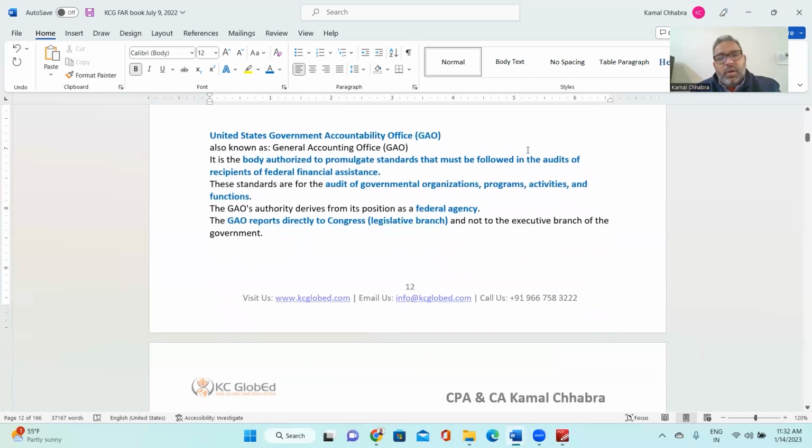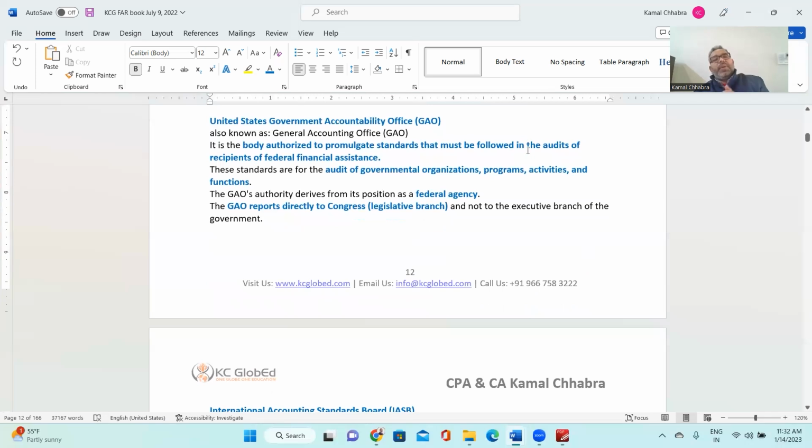So, the United States Government Accountability Office, also known as GAO, right? It is a body authorized to promulgate the standards that must be followed in the audit of recipients of federal financial assistance. So GAO actually issues the auditing standards for government bodies. And what are these bodies? Those who receive grants or funds or financial assistance or aid and support from the government. For them, when you are doing the audit, the standard you need to follow is issued by the GAO. This is majorly used in governmental audit.